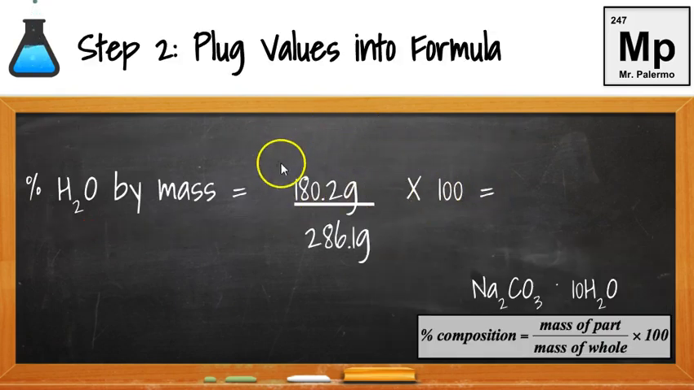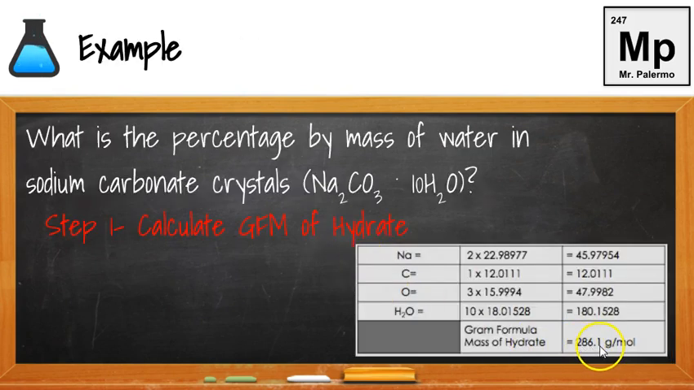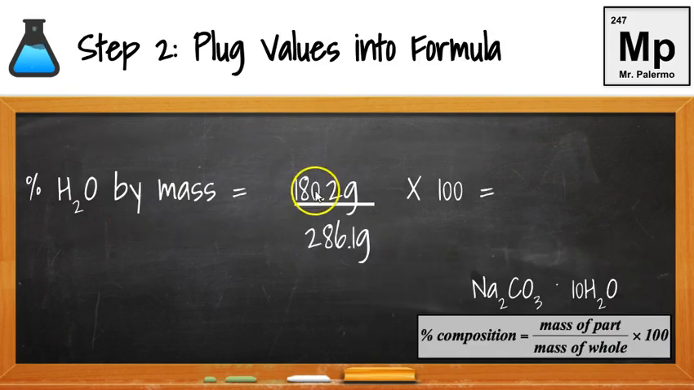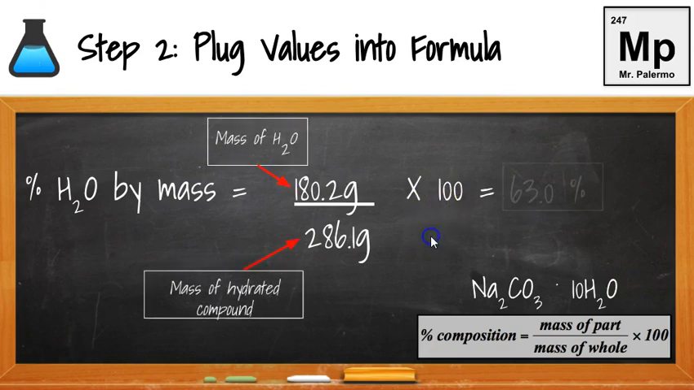So I plug that into the top here. Again, the mass of my part. The mass of the whole thing is the mass of the entire hydrated crystal, which we figured out to be 286.1 grams per mole. That's my gram formula mass. And so 180.2 divided by 286.1 times 100 is going to give me a percentage of 63%. That means that the 10 water molecules are 63% of the mass of the entire hydrated crystal, which is 286.1 grams.